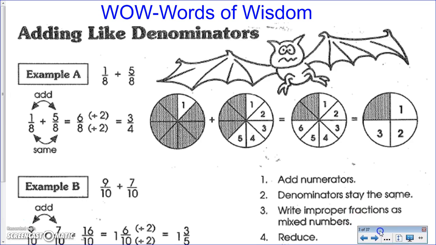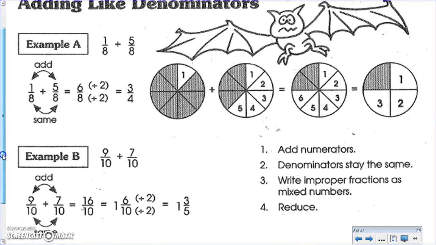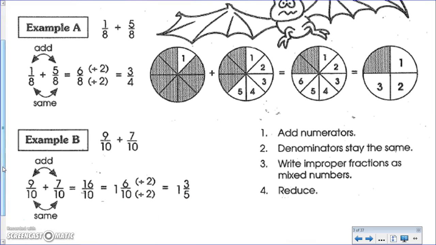Adding like denominators. Step 1. Add the numerators. So in example A, they add 1 plus 5 and we get 6. The denominator stays the same, so it's eighths all the way across. Then write improper fractions as mixed numbers, if that's the case, and we'll look at that in example B. And then reduce, which is just another term for simplify.